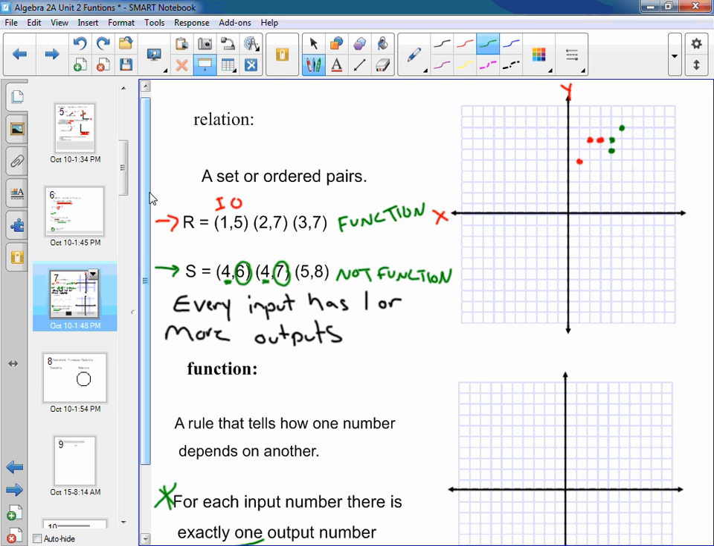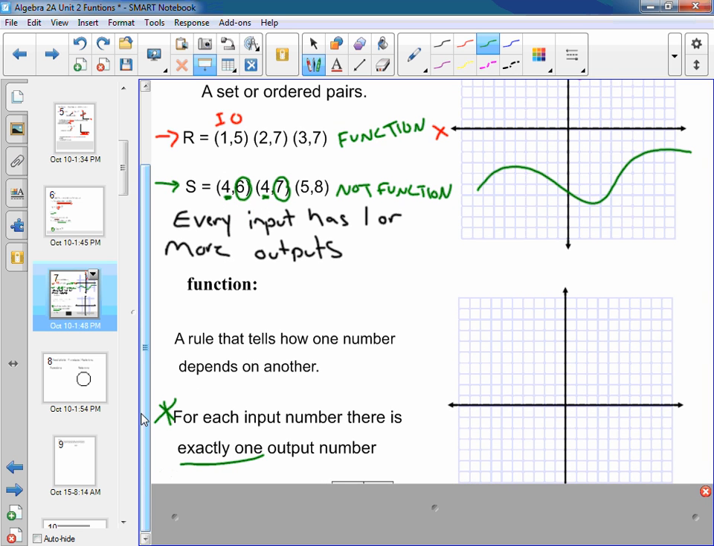A relation could also be a line like this. This could be a relation. It's an infinite set of ordered pairs. Okay, so now what's the difference between a relation and a function? Like I said, a function is a rule that tells how one number depends on another.